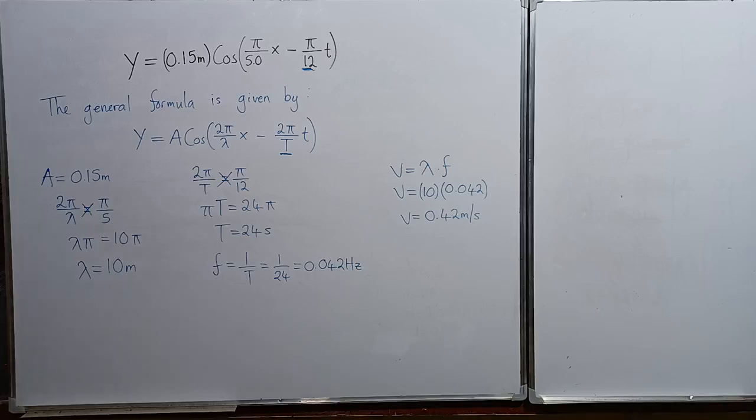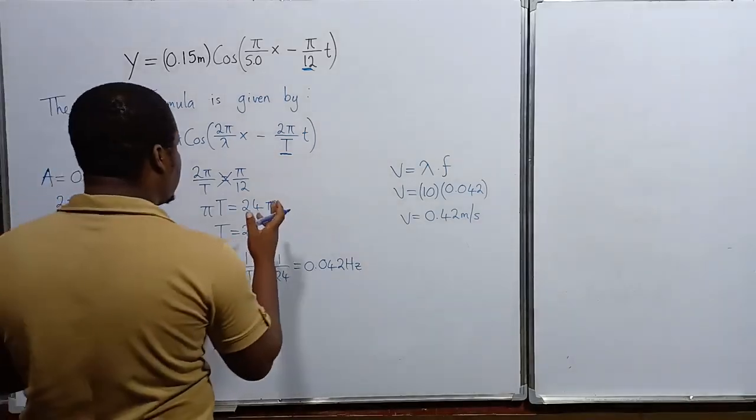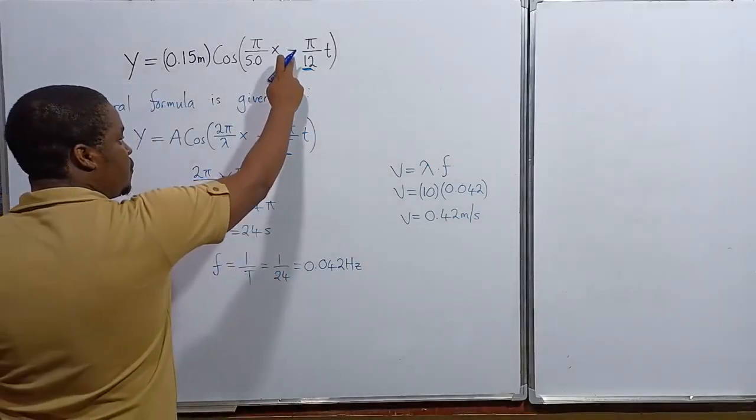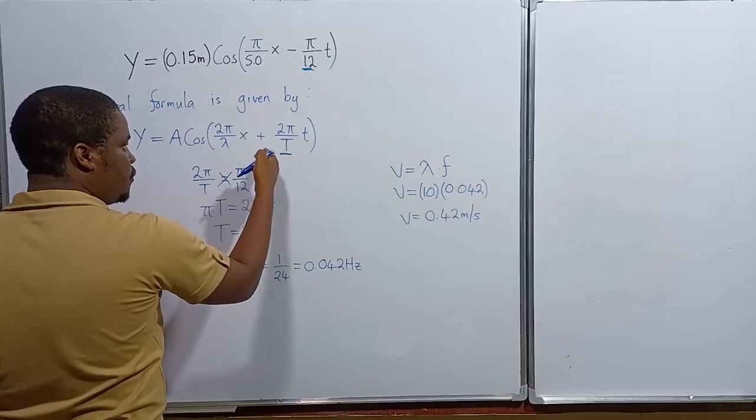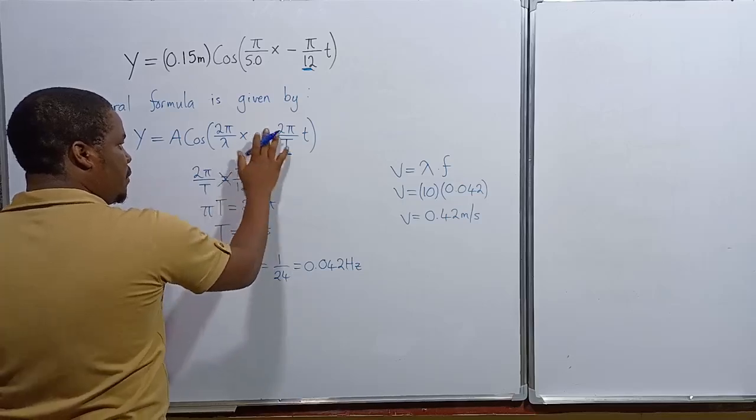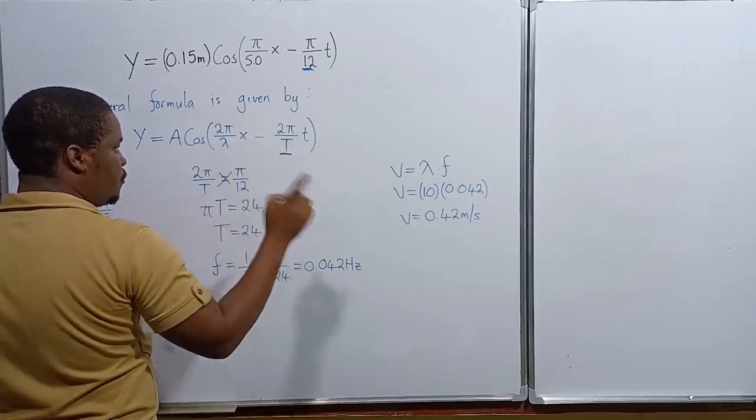Lastly, in which direction does this wave go? Is it to the right or to the left? The key is, let's not use the lambda, let's use this sign. When you see a wave having a plus here, just know that it's going to the left. If it has a minus here, just know that it's going to the right.